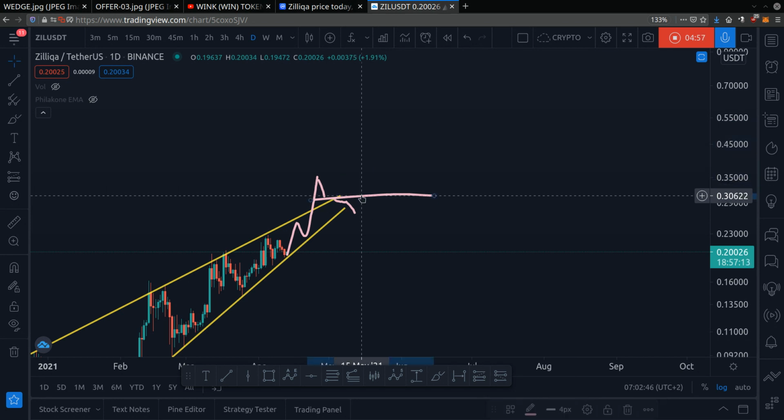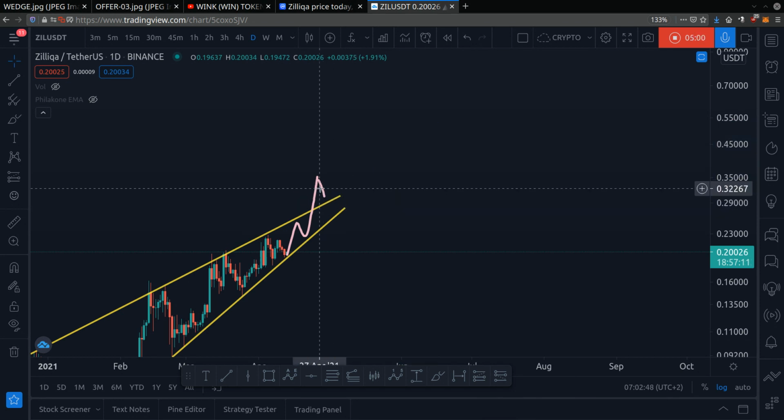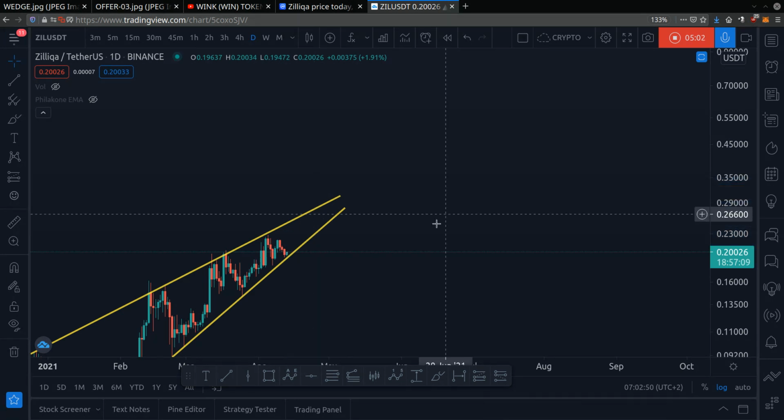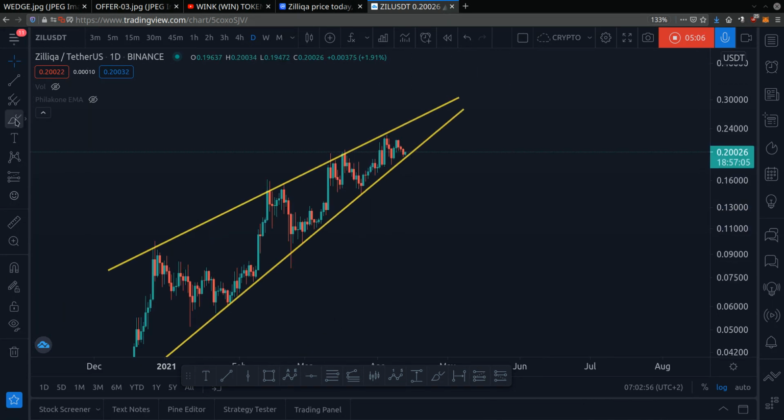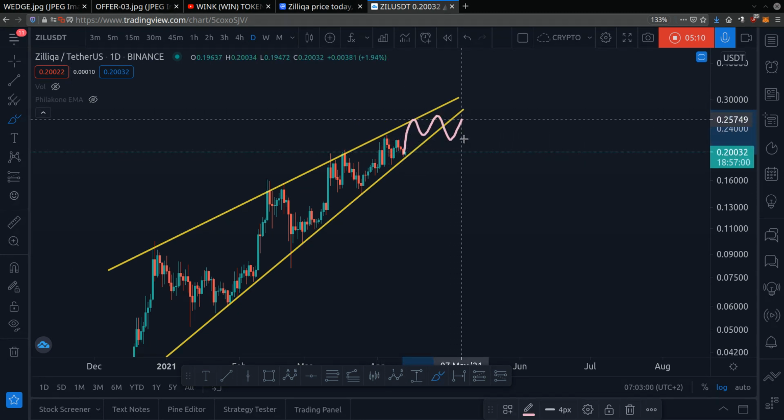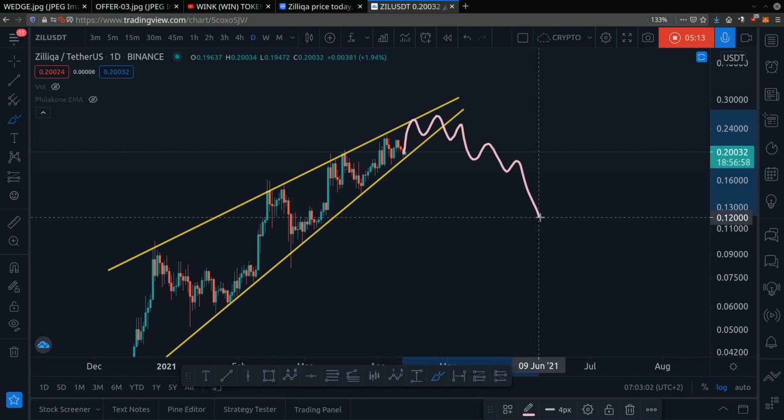However, I think there is more. This chart pattern is more bearish than it is bullish, so most likely it will break down like this. But you have to watch the chart. Most likely it will break down like this. Yeah, it will be a nasty break.